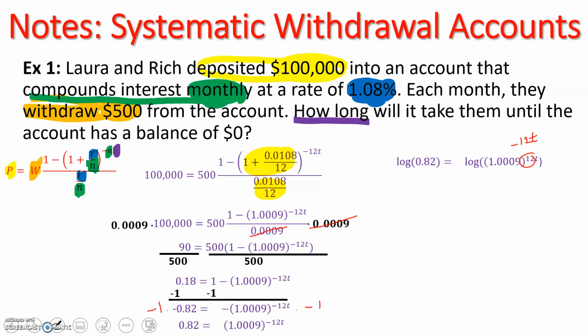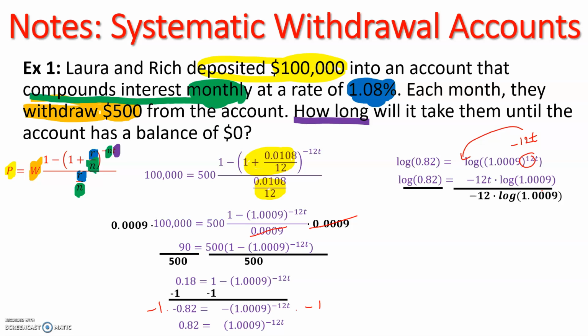Then, using the power rule, the exponent will jump out front. So now I have log of 0.82 is equal to -12t times log of 1.0009. Now I want to get the variable t by itself, so I'm going to remove the multiplied by -12 and the multiplied by log of 1.0009. So I'm going to divide both sides. The ones on the right will cancel, and then on the left we're going to calculate.